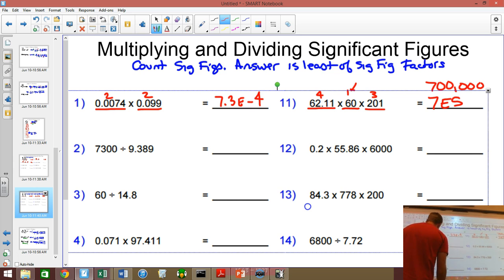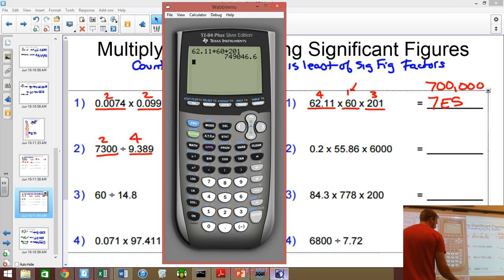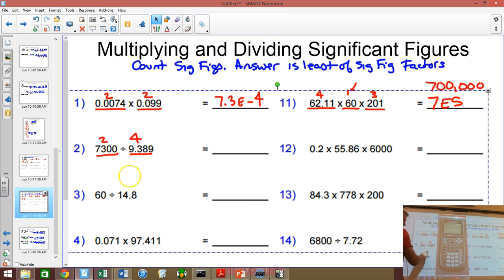Division, same thing as multiplication. You count how many sig figs. This has 2, this has 4. My answer can only have 2 sig figs. So I'm going to take 7,300 divided by 9.389. And I can get 780.